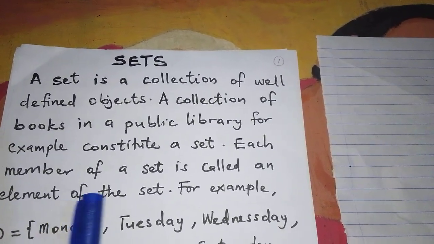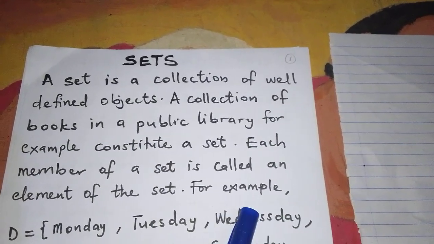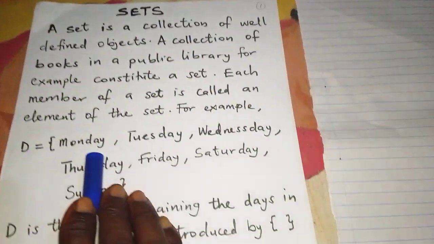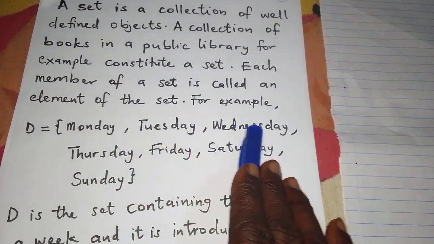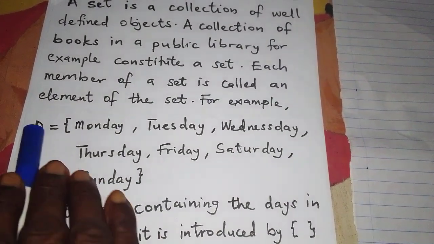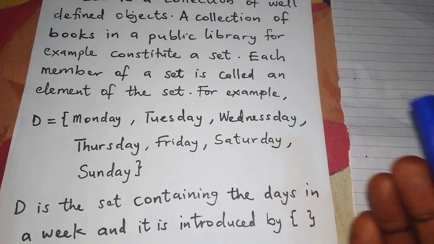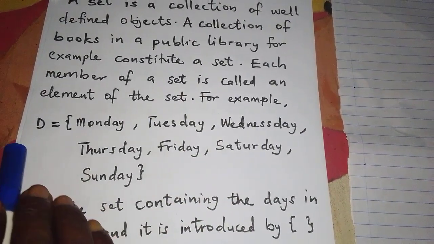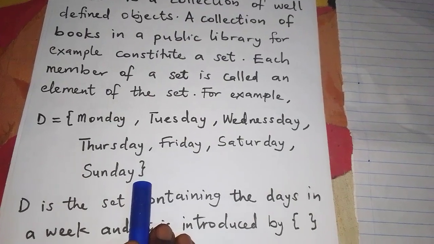Each member of the set is called an element of the set. For example, if we have these to be the days of the week, we have Monday, Tuesday, Wednesday, Thursday, Friday, Saturday, Sunday. So this set D is the days of the week. So D is a set containing the days of the week.